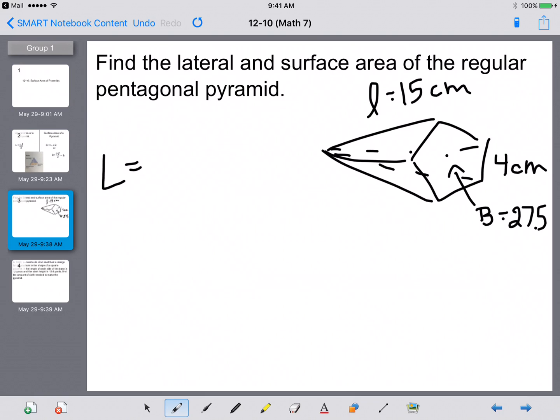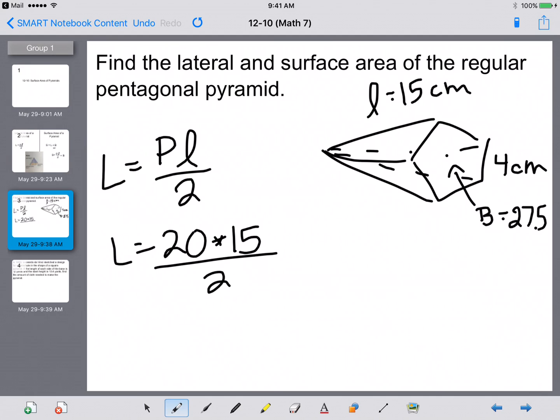So first we need to figure out our lateral area, which is the perimeter times the slant height divided by 2. So if our side lengths are 4, we have 1, 2, 3, 4, 5 of those since it's a pentagon. So 4 times 5 is 20. We're going to multiply that by our slant length, which is 15, and then divide by 2. So 20 times 15 is 300, divided by 2 is 150. So our lateral area is 150 centimeters squared. Since it's the wrapping paper, it's only 2 dimensions.